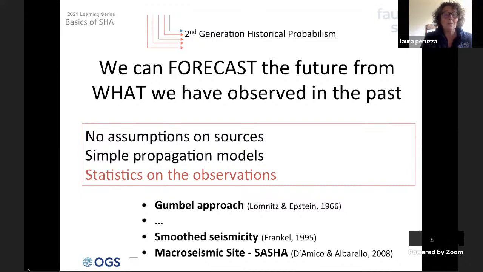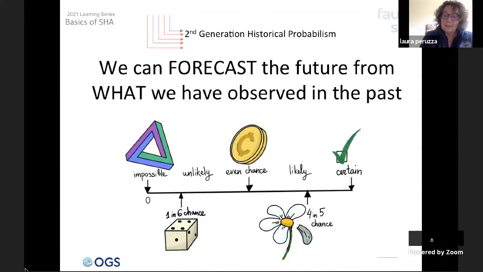We have a simple propagation model or interpolation of the effect from one point to the other, but there is some statistics, and several methods have been proposed in the last 50 years, starting from the extreme value approach proposed by Lomnitz and Epstein using the Gumbel distribution, till the macroseismic site intensity method proposed by D'Amico and Albarello in 2008. The introduction of some statistics gives a level of certainty in the forecast and gives a time frame to our estimate that the historical determinism has not.